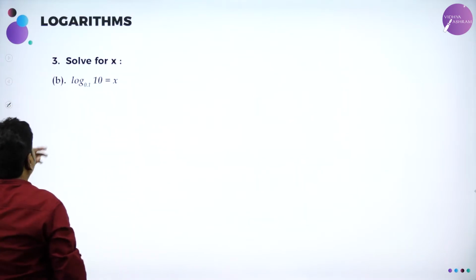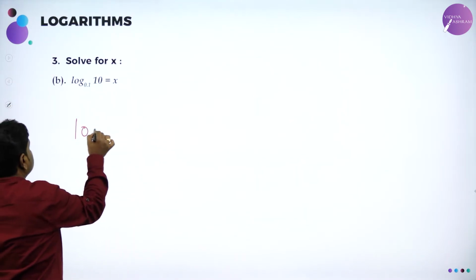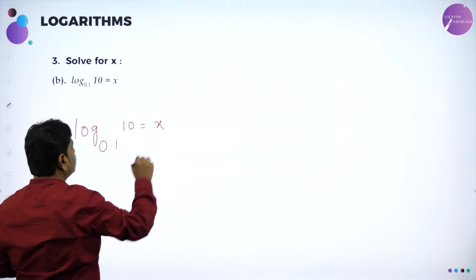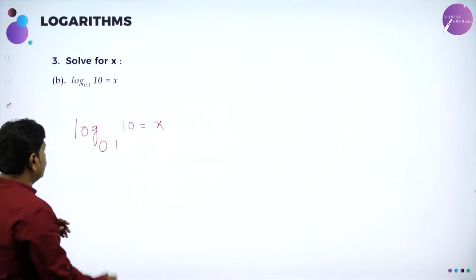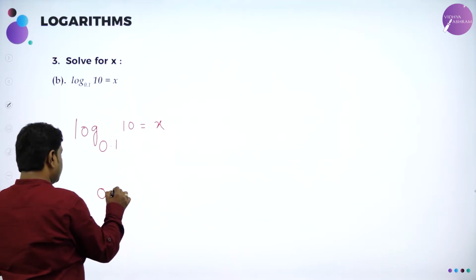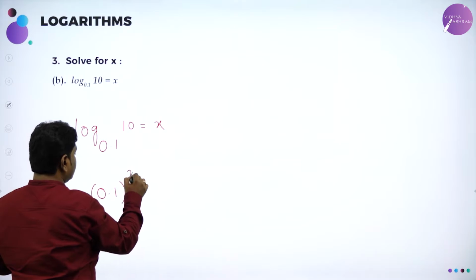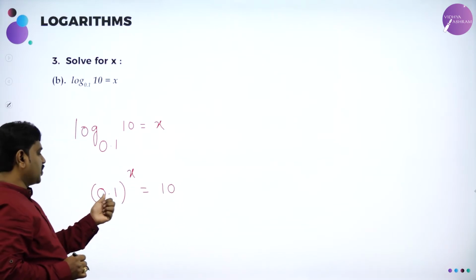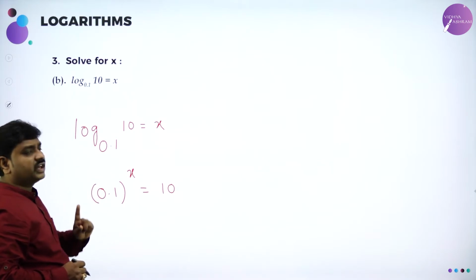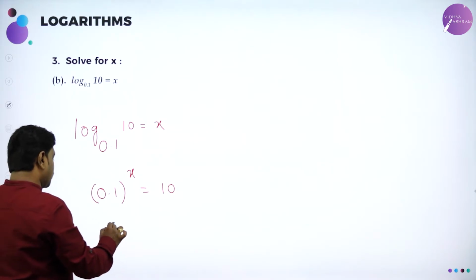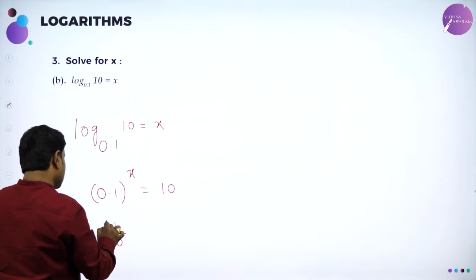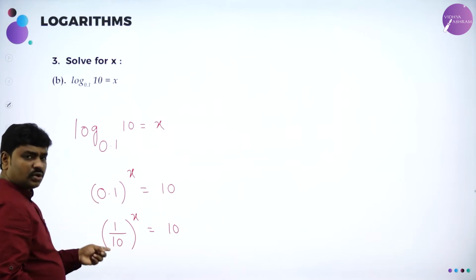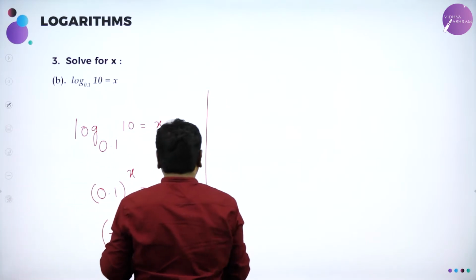Next, log base 0.1 of 10 is equal to x. So now express it. So now what is the base? 0.1 power x is equal to what? 10. So now this is 10, but this is 0.1. 0.1 I can write it in terms of 10. So can I write 0.1 as 1 by 10? 1 by 10 power x is equal to 10. 1 by 10 is 0.1. Further this is 1 by 10.